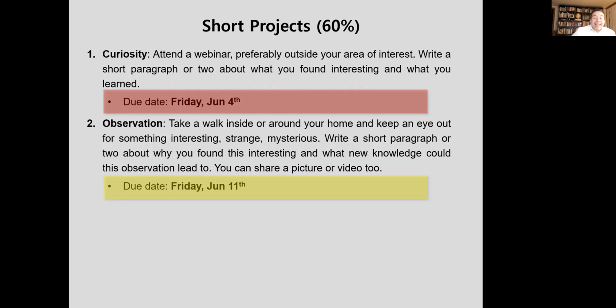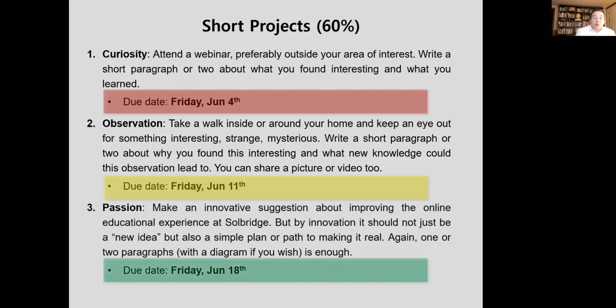Now, again, this will be a written separate file, Word or PowerPoint, due Friday, June 11th, on which date we'll also do 1-minute presentations. All of this is on LMS, by the way. And then the last one, which is due on the last day of class, Friday, June 18th, is to exemplify this concept of passion for continuous improvement.